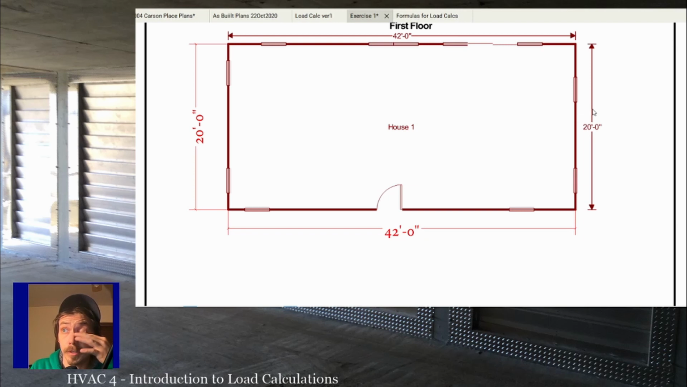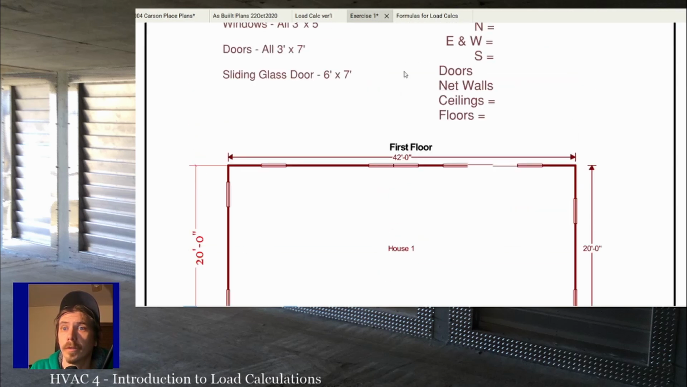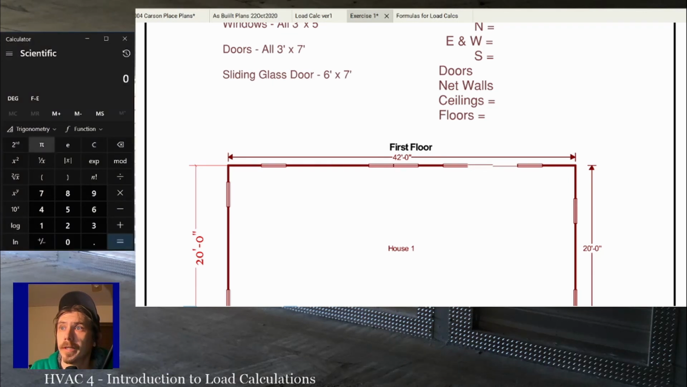So 42 plus 20 is 62. 62 plus 42 is 104. 104 plus 20 is 124. I'm just going to pull up a calculator and make sure I didn't make a mistake, because when I do math in my head, I have a tendency to make mistakes.